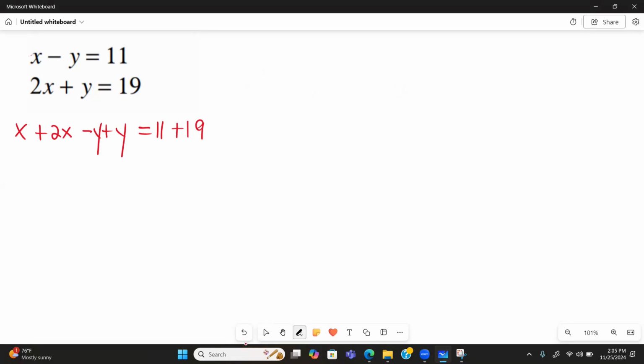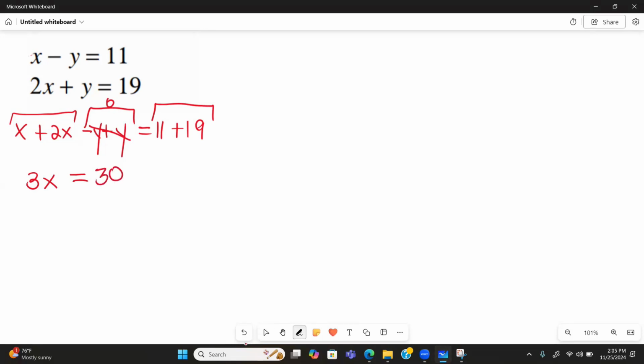So let us see what happens. When x is added to 2x, it becomes 3x. But where we have a negative y and a positive y, that becomes 0. So this is now equal to adding these two together, and we're going to get 30. So we got our 30 right here.